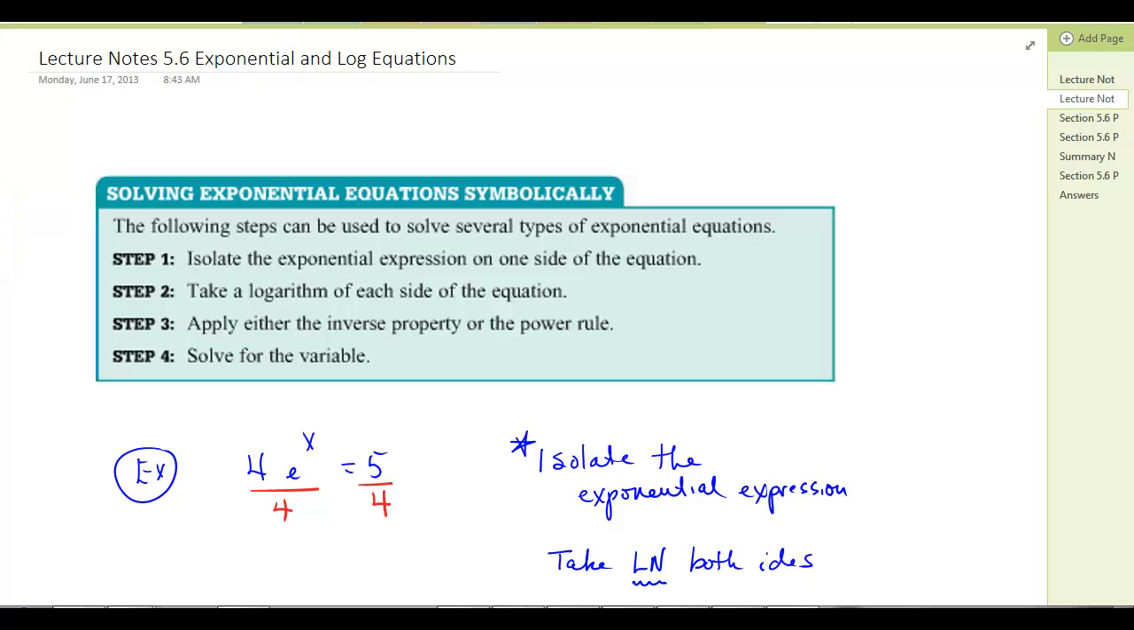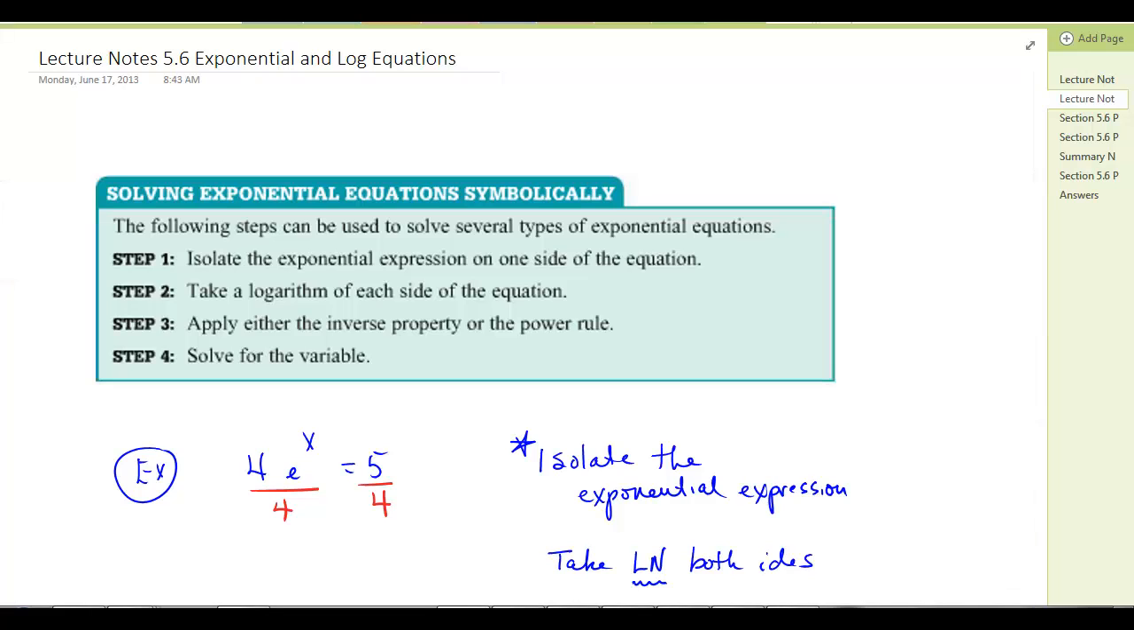This is section 5.6, exponential and log equations. So we're not really doing too much new here. We're just going to work through several equations. And I've put this box here to just remind you of the steps that we're going to do in each of these. Step 1, we're going to isolate the exponential expression.